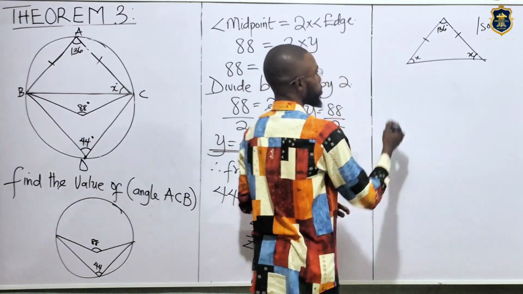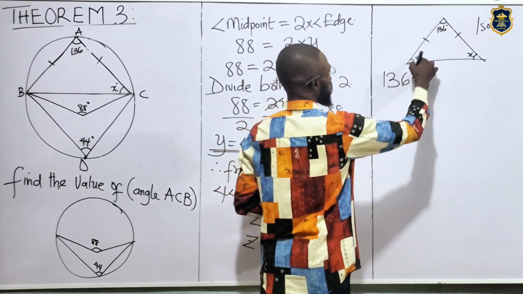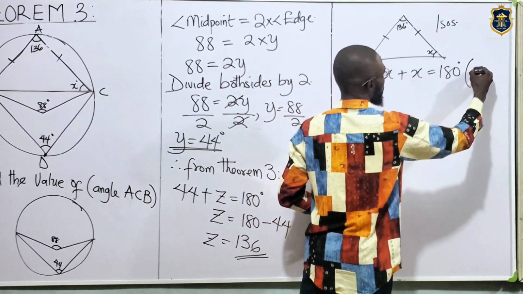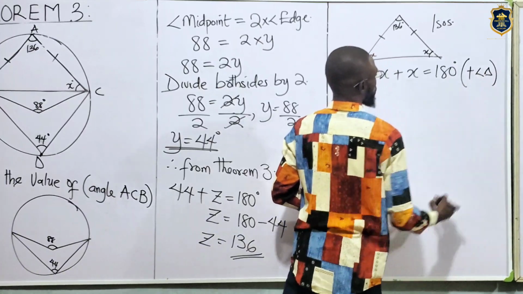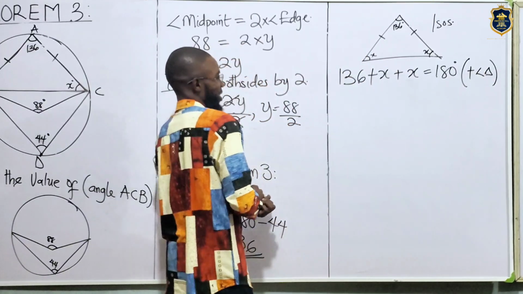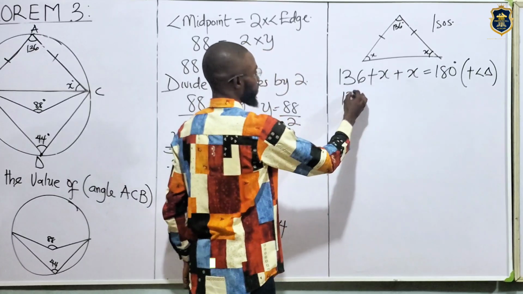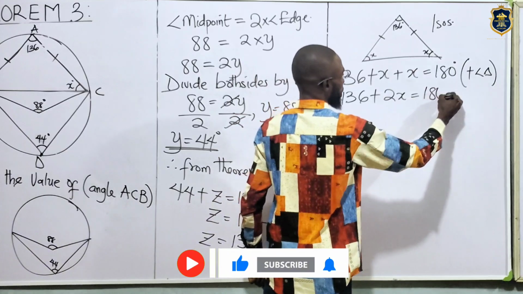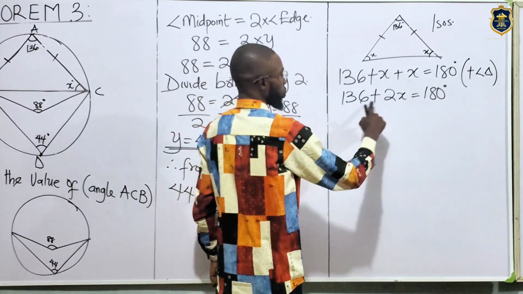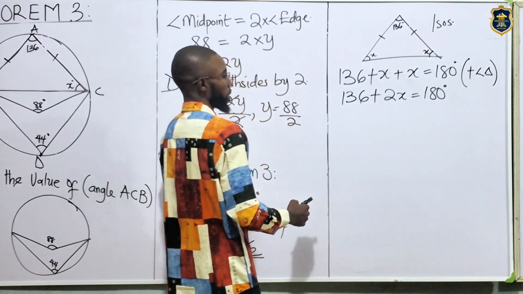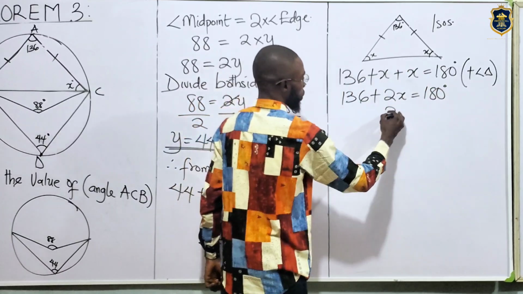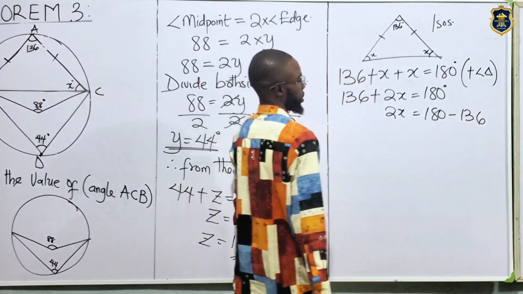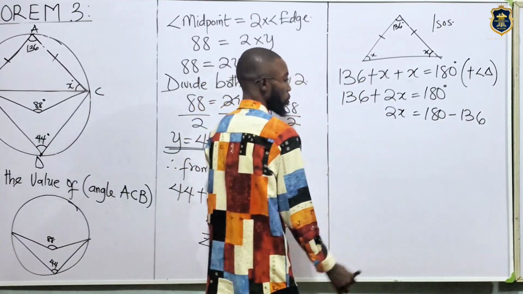So the sum of angles in a triangle becomes what? 136 plus x equals what? 180 degrees. The sum of angles in a triangle. That's the short form on how to write that kind of thing, just an easier short form. So for this we have 136, and x plus x gives us 2x, equal to 180 degrees. Since 136 cannot add up with 2x because of the plus sign here, we take it the other way around. So 2x becomes 180 minus 136. If you do that, we're going to have 44.